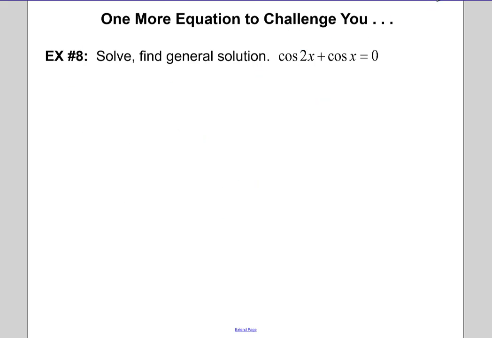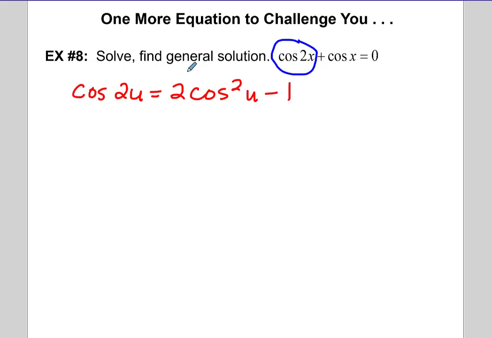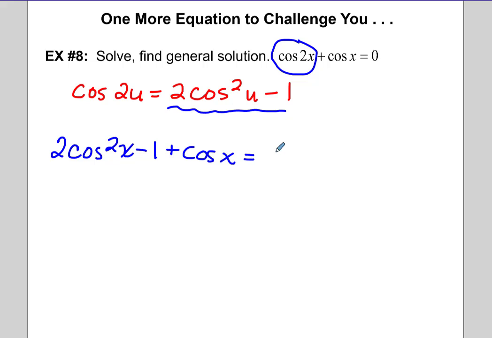On our last example, okay, so this can be a little challenging. I've used cosine 2u as 2 cosine squared u minus 1 off of our first page of notes. And that way I can replace cosine 2x with this formula, or this identity. So that'll give us everything in terms of cosine. So we could say 2 cosine squared x minus 1 plus cosine of x equals 0.